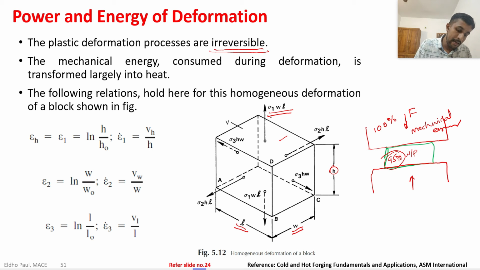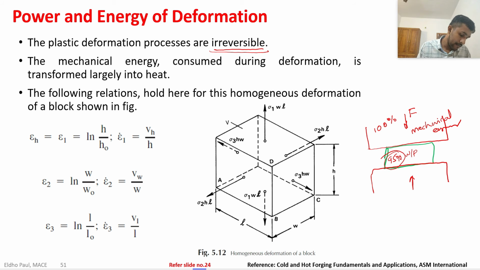And here the force applied: we know force by area is equal to stress, so stress into area equals force. Here stress is sigma 1 and area is W into L, so the force in this direction is equal to sigma 1 into W into L. In this direction, force is equal to sigma 2 into H into L, because here the cross-section area is H into L. Similarly, we can calculate the force in different directions. That is shown here in this figure.